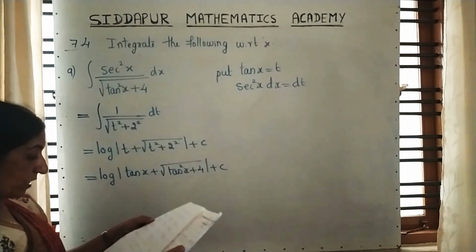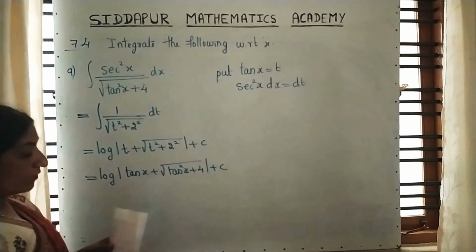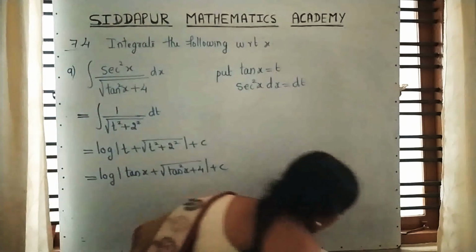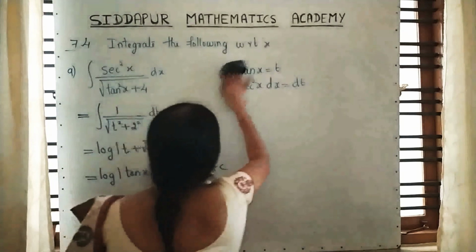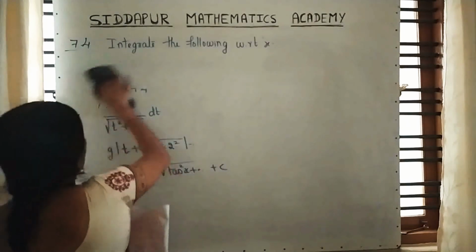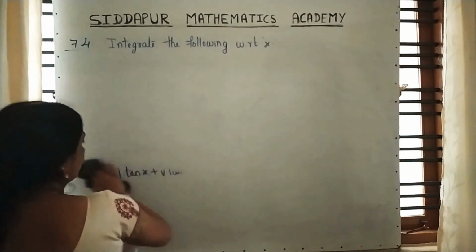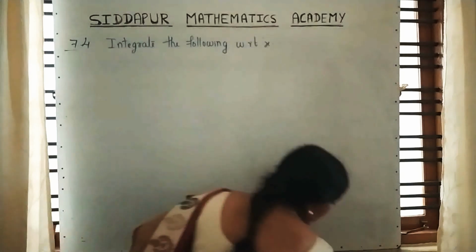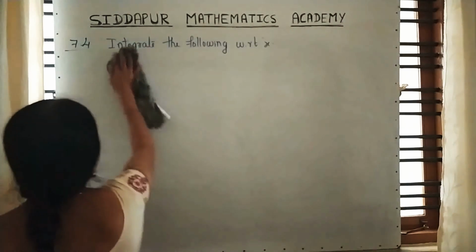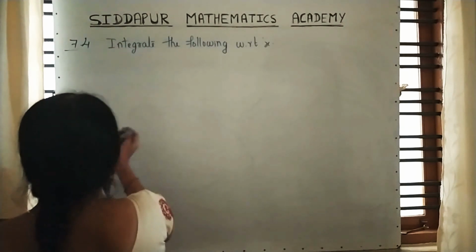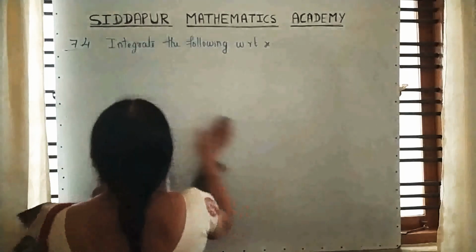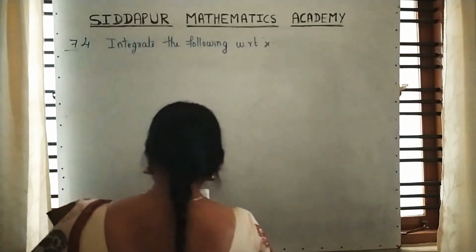In total there are 25 questions. I will explain at least 12 questions in one class and the remaining 12 questions in another class. Moving to the next question, that is question number 10.